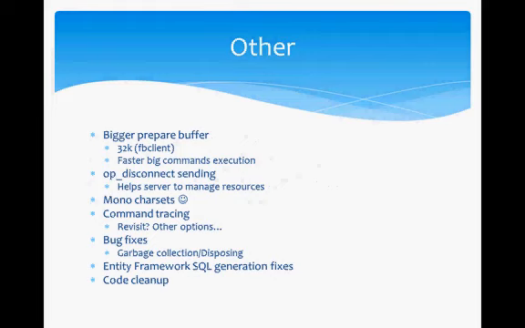So some other stuff that were done before I jump into the code. The speed improvement I was talking about for the big queries is based on the prepare buffer. If you are executing the command, first it's sent to the server the prepare command, so the client knows about the parameters, the column names, and all this stuff. And the FB client by default has 32K buffer.